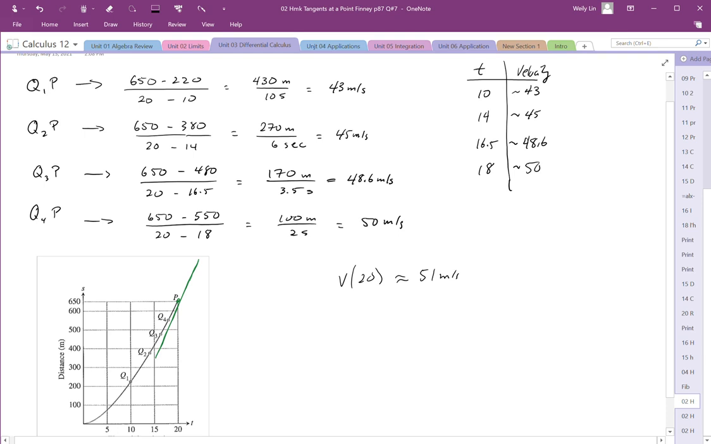Again, we're just estimating this. We're going to get our table, and we're just looking for a pattern as we go this way. As we get closer to t equals 20, we want to know what the limit is going to be as we approach that.